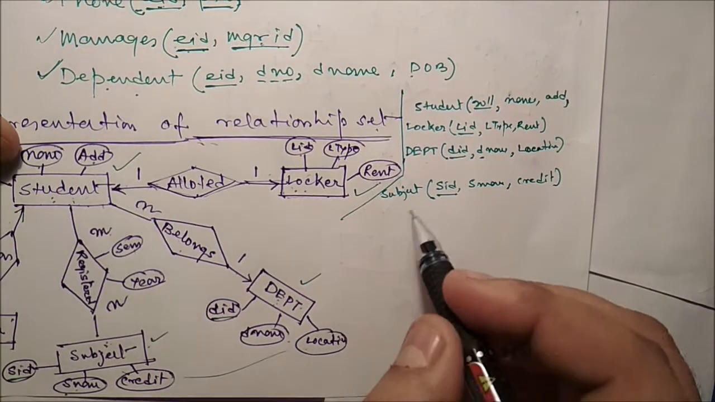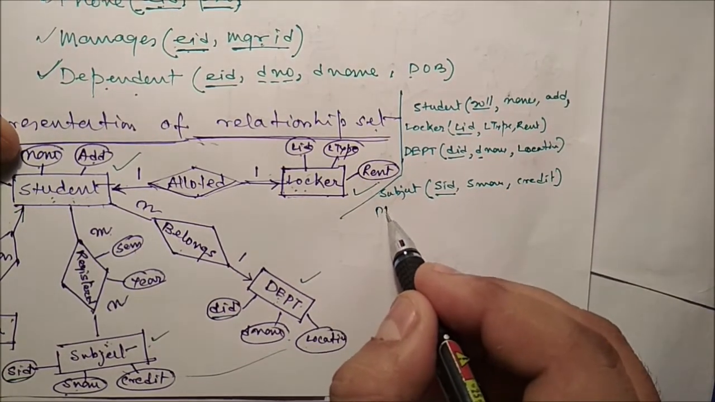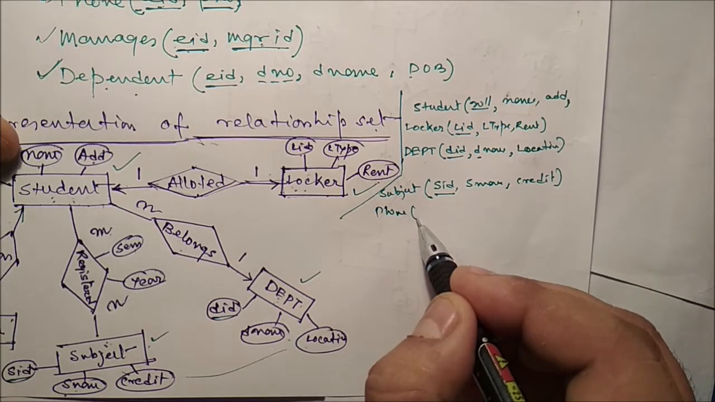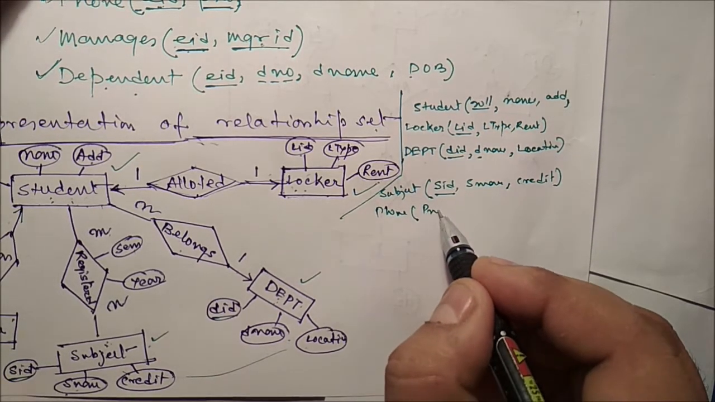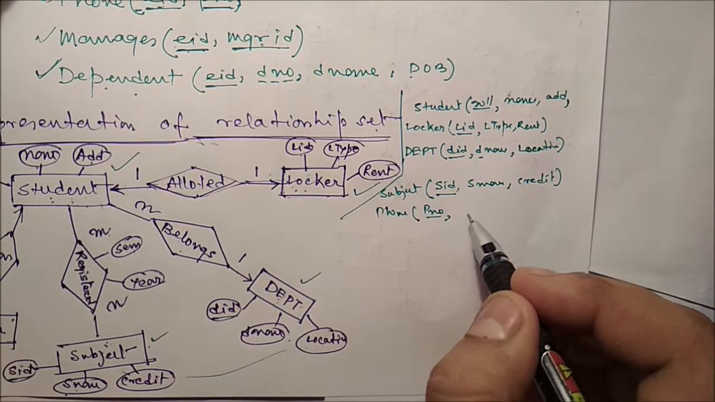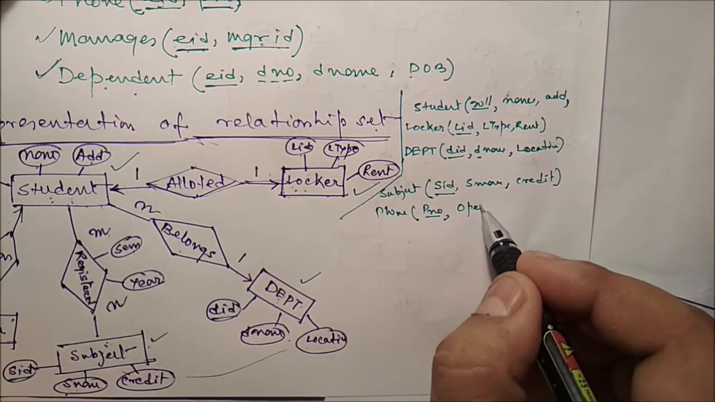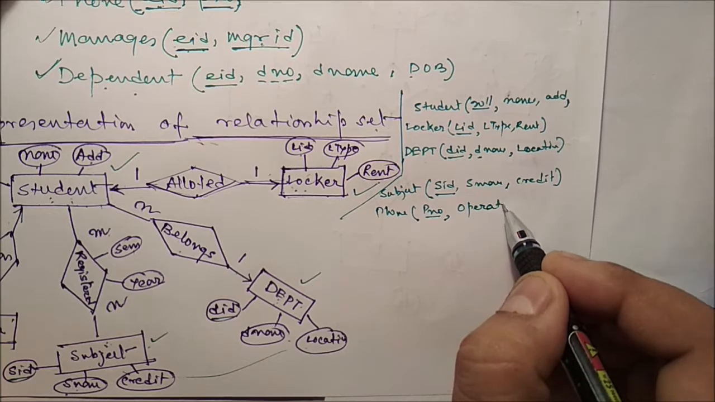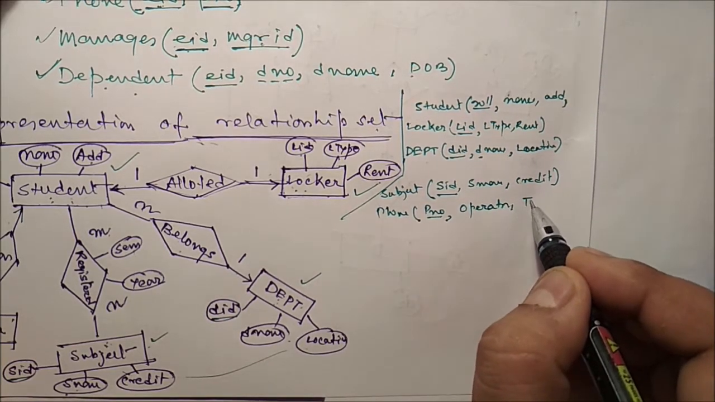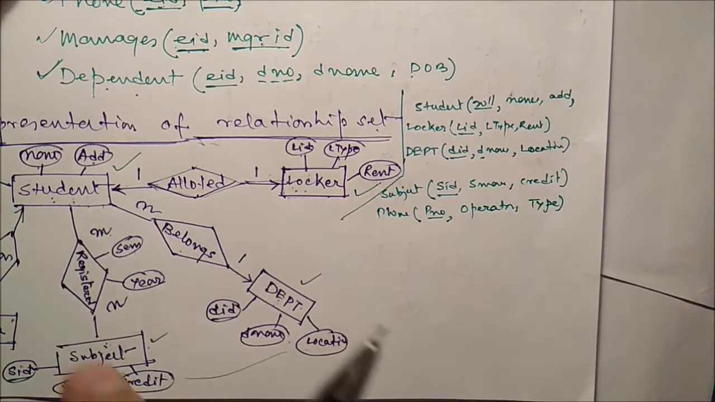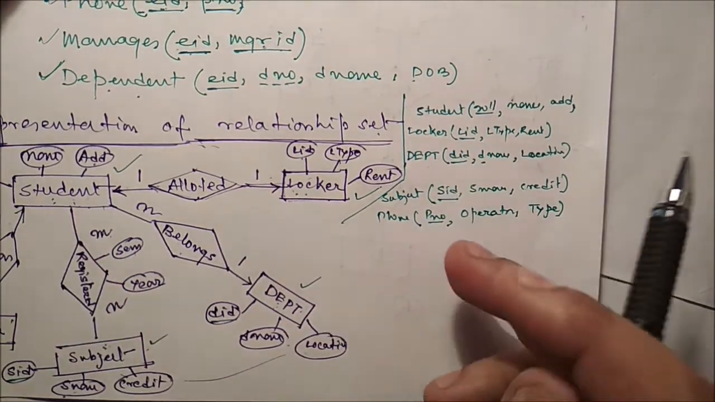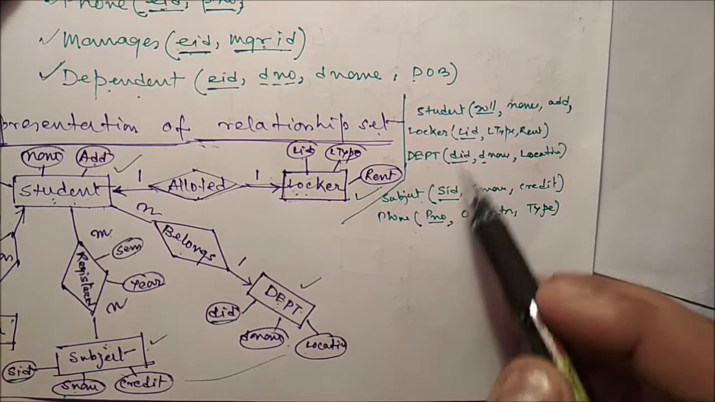Next is what? Phone number. So for the phone number, it is a primary key. Then phone operator, who is the operator? And the type, prepaid or postpaid, that is the type. So 1, 2, 3, 4, 5 strong entities are there. That's it, 5 entities.